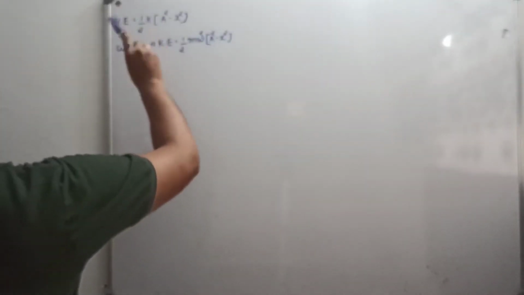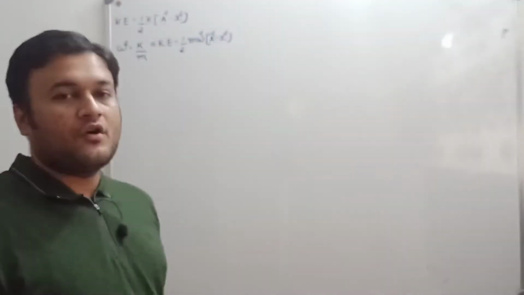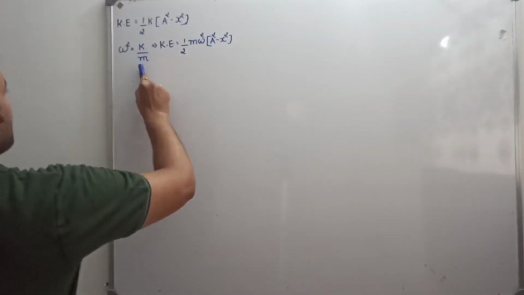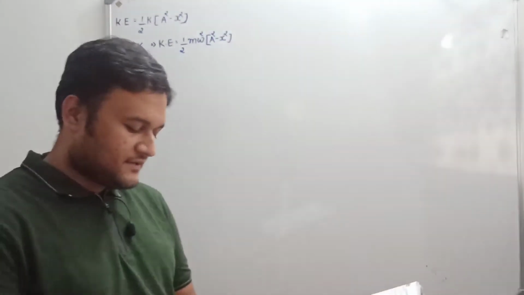Kinetic energy is 1/2 k (a square minus x square). Omega square is equal to k upon m. If we make k the subject, k is m omega square. So kinetic energy is 1/2 m omega square (a square minus x square).